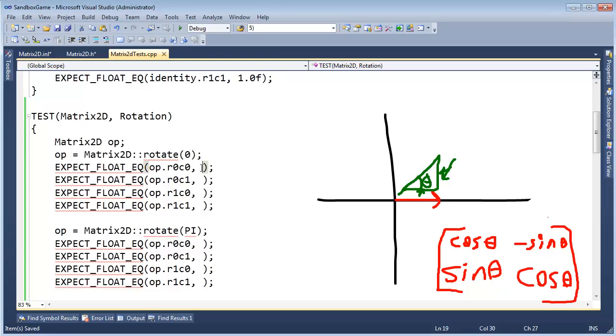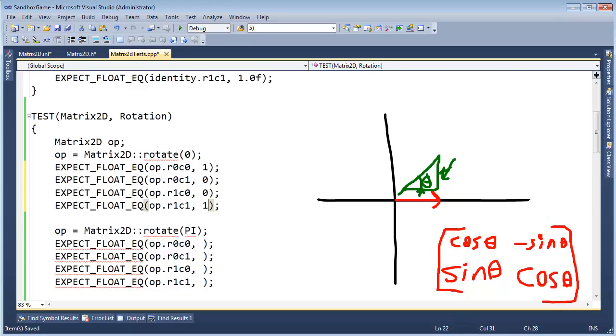So let's type this in here. Row 0, column 0 will be 1, sorry. Row 0, column 1 will be negative 0, but negative 0 is really the same thing as saying 0, so I'm going to say 0 there. Row 1, column 0 is going to be 0, and row 1, column 1 will be 1. Okay, so rotation by an angle of 0, that was pretty easy.